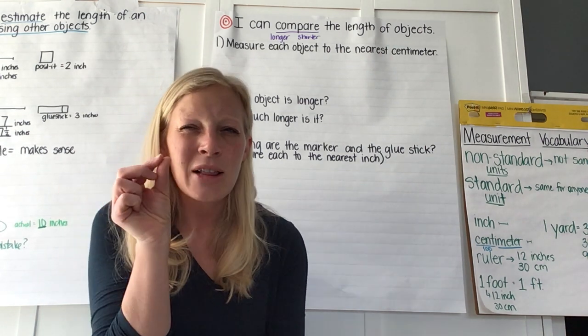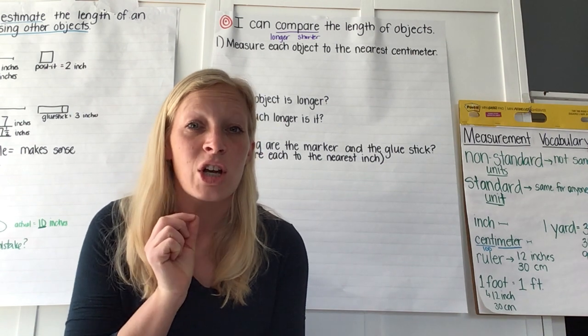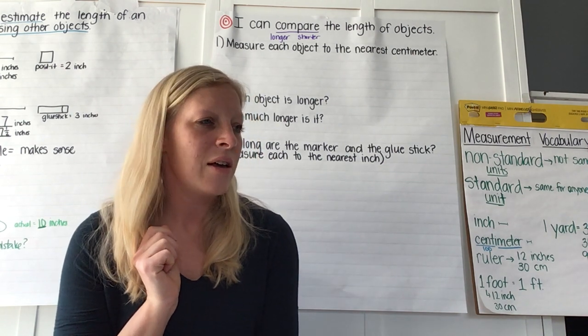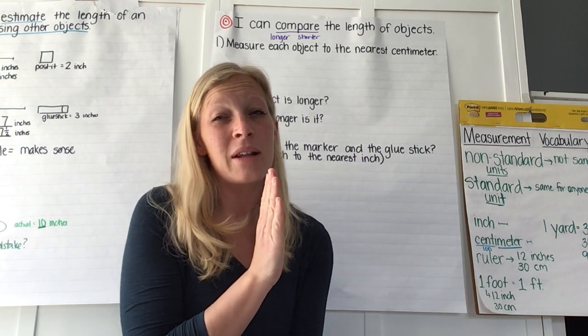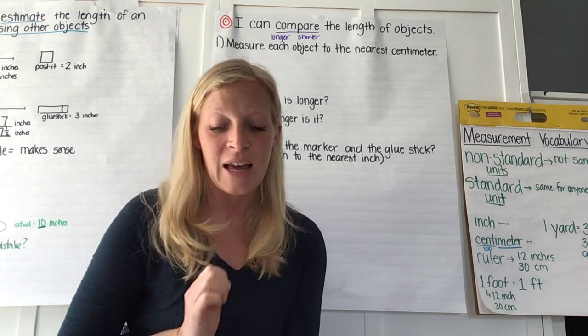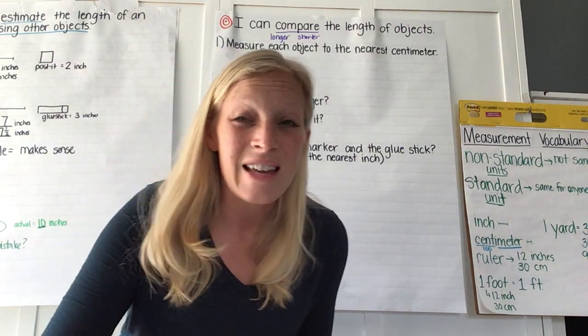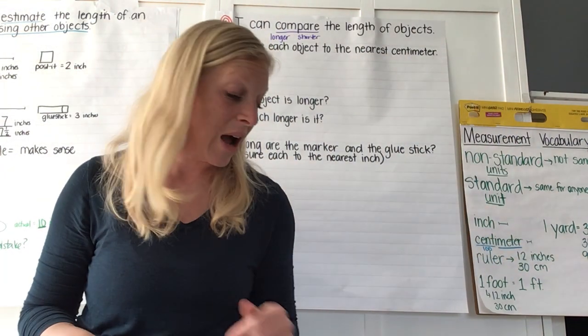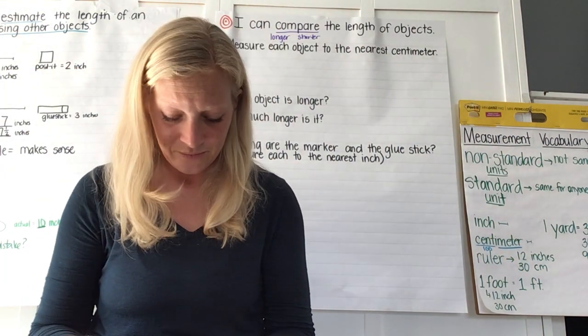That means if it's a little bit longer than a centimeter, you're going to measure to the closest one. If it's really, really close to one, but it's not quite there, you're going to measure up to that next centimeter. Measure to the nearest centimeter, and I'm going to show you how I'm going to do that here.